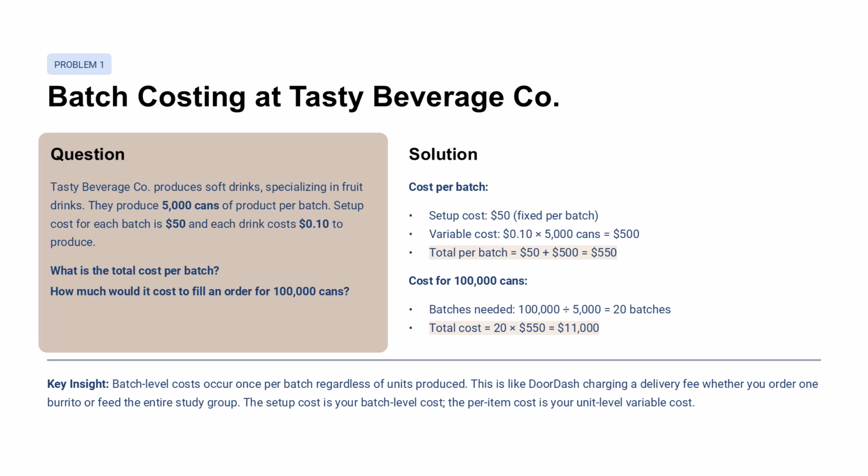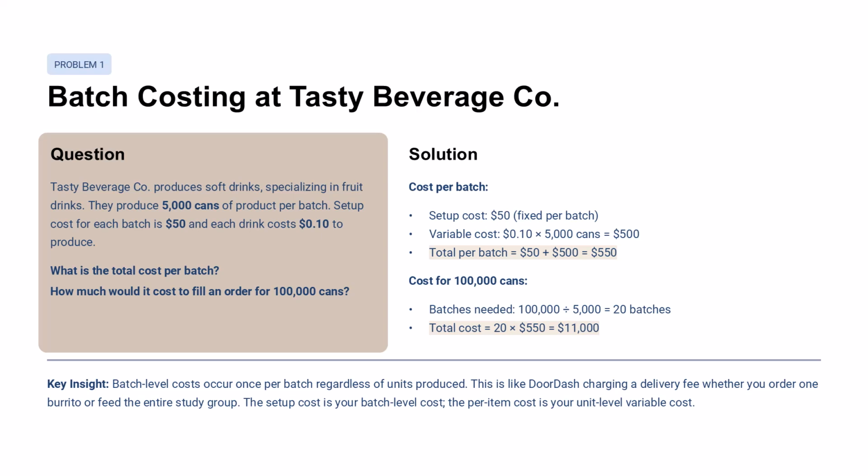This is a batch-level cost that happens once regardless of whether you produce 1 can or 5,000 cans in that batch. It's the cost of configuring the machinery, calibrating the flavor mix, running quality checks before production begins. Second, we have the 10 cents per unit variable cost, which accumulates with every single can produced. So for one batch, $50 plus 10 cents times 5,000 cans equals $50 plus $500 equals $550 total per batch.